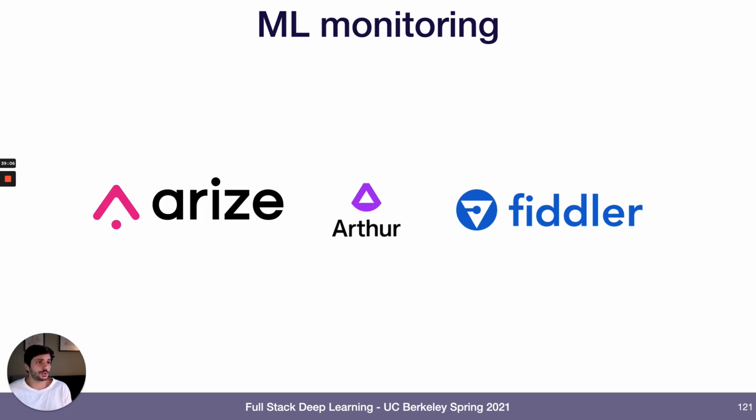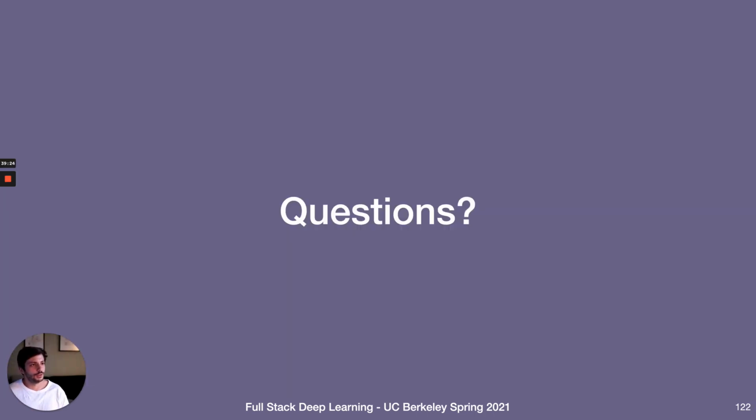And then lastly, there's a category of tools that's emerging around machine learning monitoring. Arize, Arthur, and Fiddler are sort of the best known examples. I think it's too early to have a recommendation here yet, but keep an eye on this space. I think there's going to be a lot of interesting stuff that comes out around it. So that was the very lightning overview of tools.